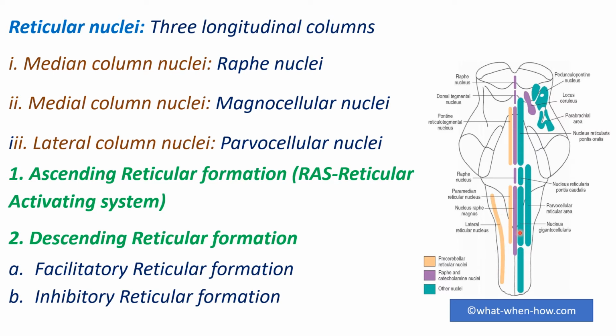Now the nuclei need to have certain afferents and certain efferents. Again, these are divided into two. We have the ascending reticular formation, what we call RAS or reticular activating system, and then we have the descending reticular formation. Descending reticular formation basically goes from these nuclei downwards to the spinal cord. It is again of two types: facilitatory reticular formation, which will facilitate or stimulate something, or inhibitory reticular formation, which is going to inhibit something.